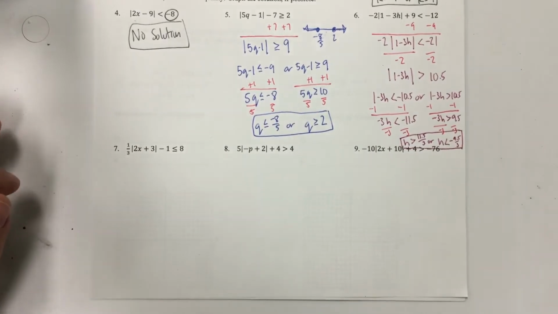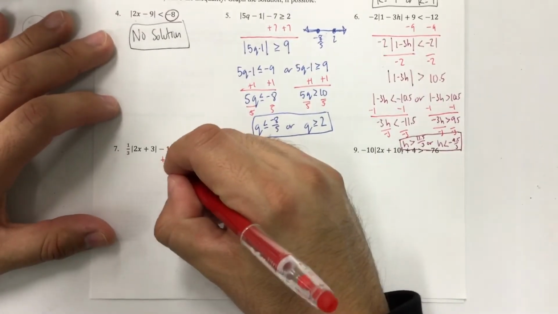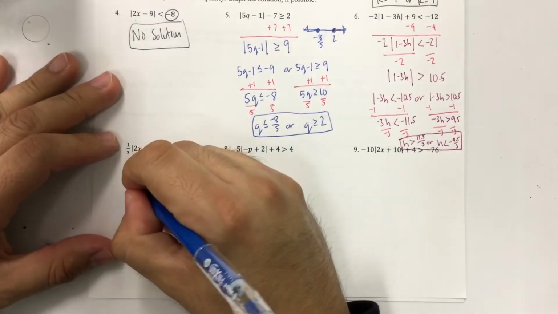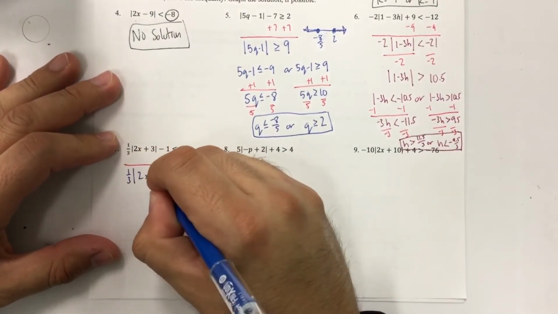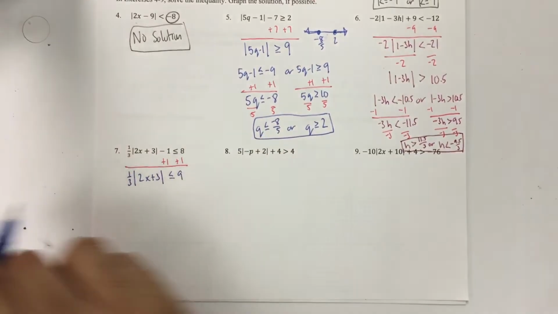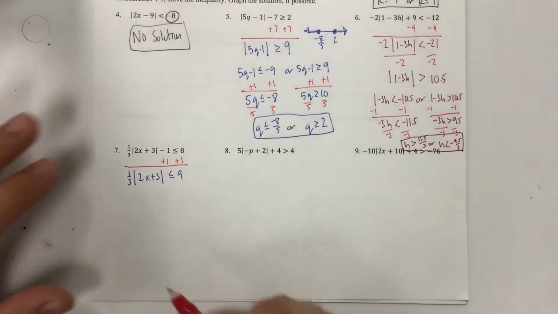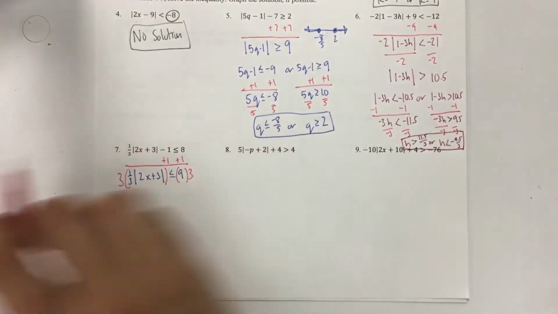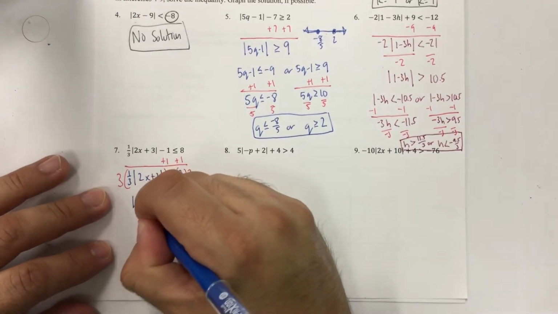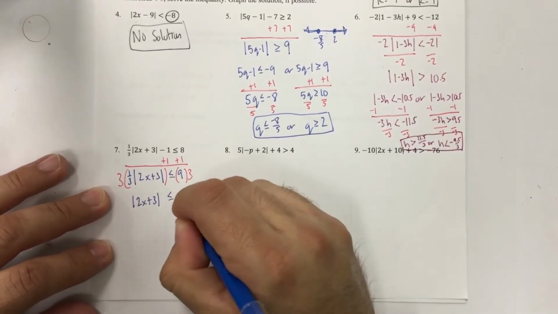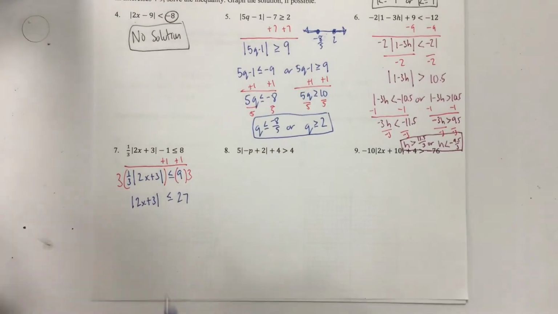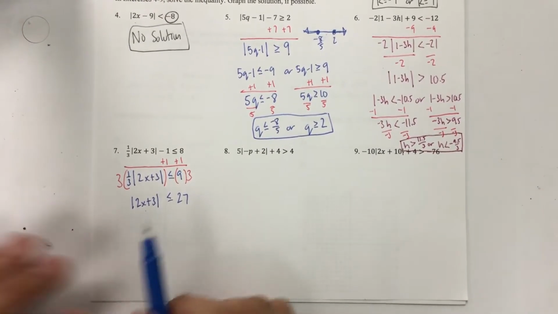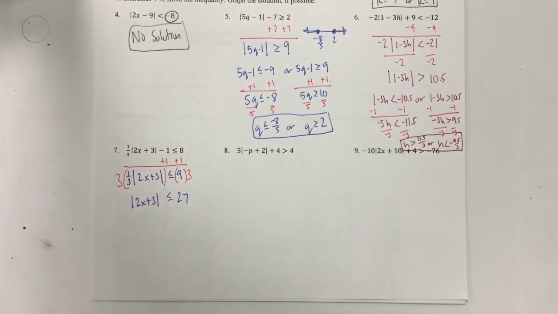All right, for number 7, we're going to isolate it. First, we're going to add 1. So we come up with 1/3 absolute value of 2x plus 3 is less than or equal to 9. Here, I don't divide by 1/3. I like to multiply by the reciprocal, so I'm going to multiply both sides by 3. So the absolute value of 2x plus 3 is less than or equal to 27. So now we can see it is isolated and it's a positive number, and this is a between statement. So it's an and statement.